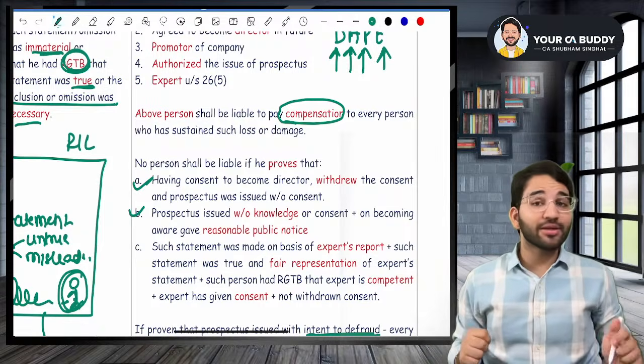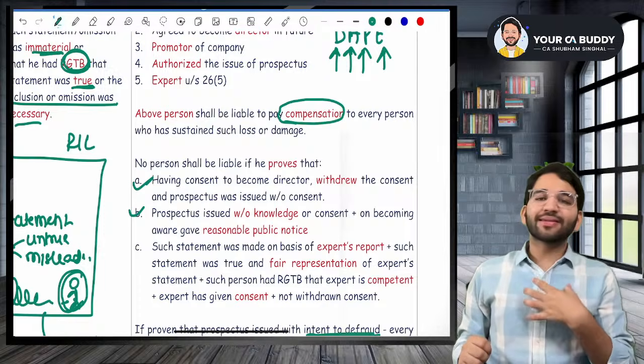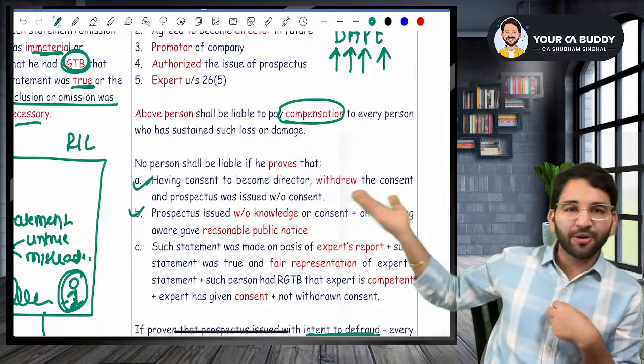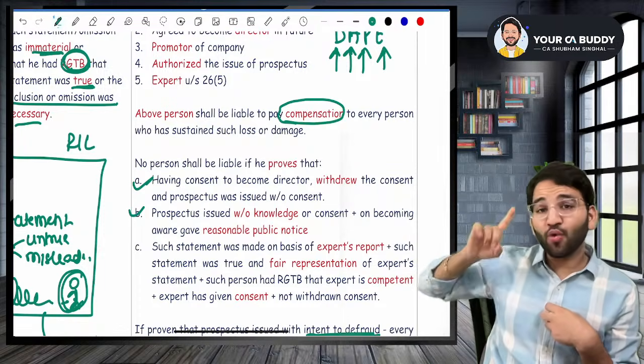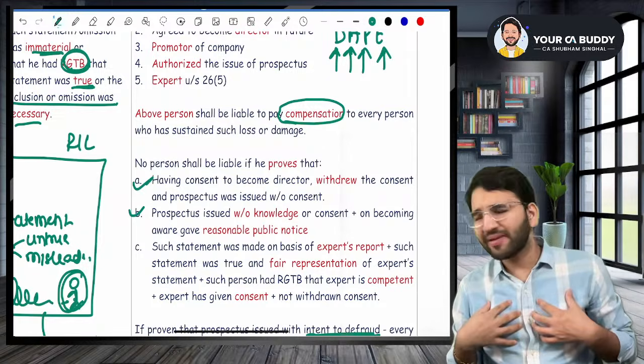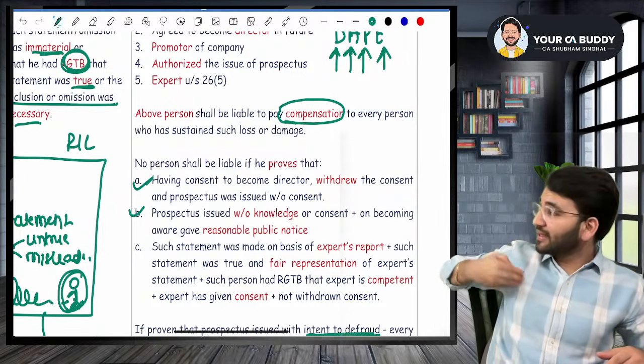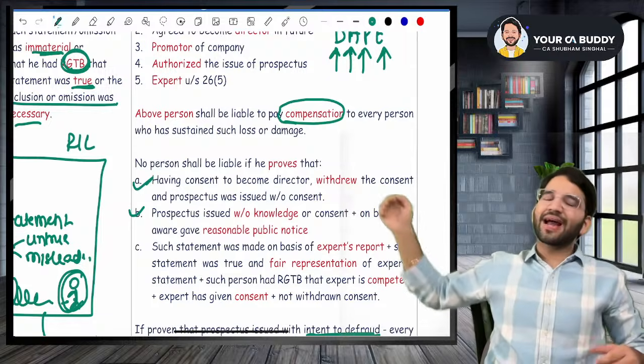And the third one being, listen to me very carefully, sir, such statement was based on an expert's report. It was a true and fair representation of the expert's report. I had reasonable ground to believe that the expert is competent. The expert has given written consent and such written consent was not withdrawn. In that case, I will not be liable.